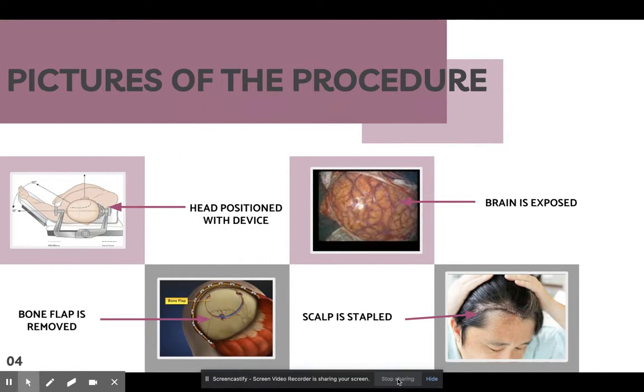Pictures of the procedure. The first picture is the head positioned with a device that will help the head stay stable during the procedure. The second picture is the brain exposed during the procedure. However, in this picture, a large portion of the skull is removed. The third picture is the bone flap being removed. As you can see from this picture, a small portion of the skull is removed. The fourth picture is an incision that is stapled.